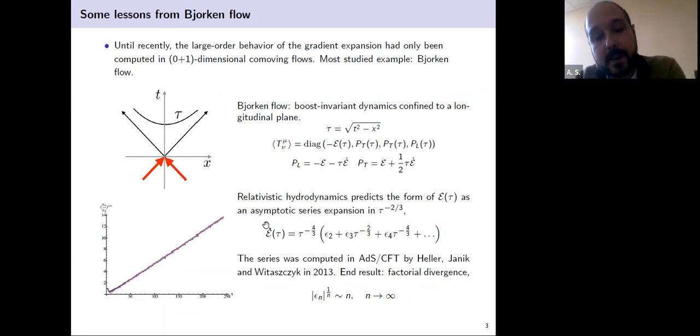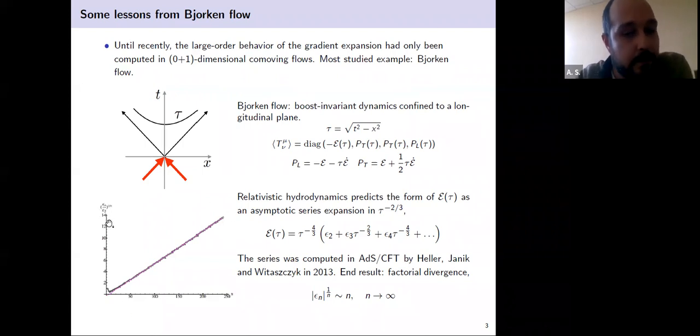And with the motivation of understanding the large-order behavior of the series expansion, Heller, Janik, and Witaszczyk computed it in AdS/CFT in 2013. And the result was that this inverse proper time expansion was factorially divergent. Okay, so you can see here what their computation ultimately led to. Here we are plotting the root test as a function of the order, as applied to the coefficients of this one over time expansion. And you see that this quantity increases linearly, implying that the gradient expansion is diverging factorially, okay?